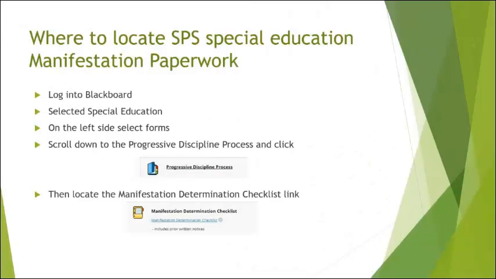To locate manifestation paperwork, the case manager or administrator will log into Blackboard, select the special education link. On the left side, they will select the Forms tab. Scroll down until you see the Progressive Discipline Process binder, then locate the Manifestation Determination Checklist link. That will then load the writable Manifestation Checklist forms.